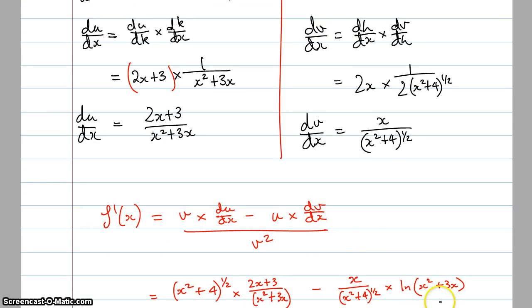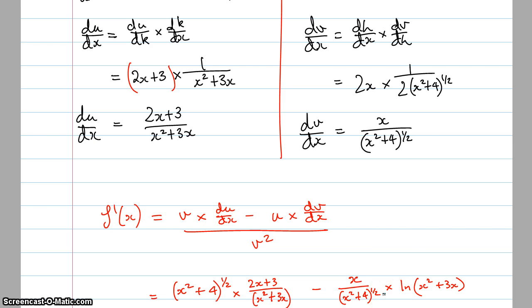Sorry, I was doing it the other way around. U is actually log of x squared plus 3x, and then dv dx is actually x over x squared plus 4 all to the power of a half. Because what I usually do is the bottom times the diff of the top minus the top times the diff of the bottom. Anyway, we've got the answer there.